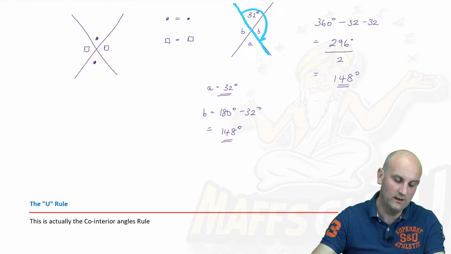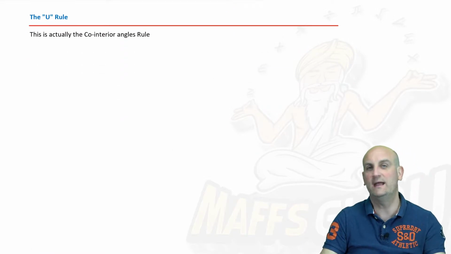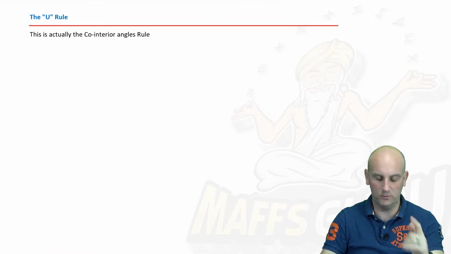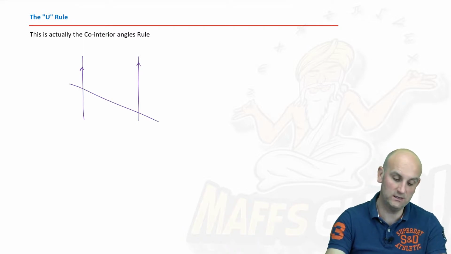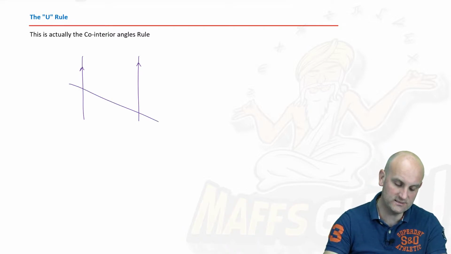Let's have a look at this one here, the U rule. And again, you're going to turn around and say, where is the U? Well, what I do is this. There is a line, and there is a line. Are they parallel? I should hope so, and if I draw a line like that, do you see the U? I do see the U. There is a rather interesting U.